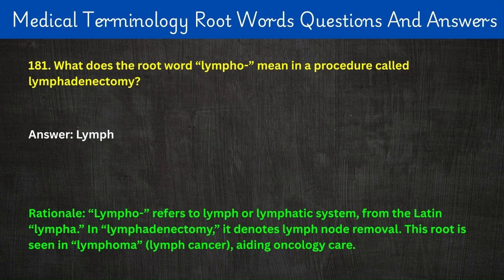181. What does the root word lympho- mean in a procedure called lymphadenectomy? Answer: lymph. Rationale: Lympho- refers to lymph or lymphatic system, from the Latin lympha. In lymphadenectomy, it denotes lymph node removal. This root is seen in lymphoma, lymph cancer, aiding oncology care.